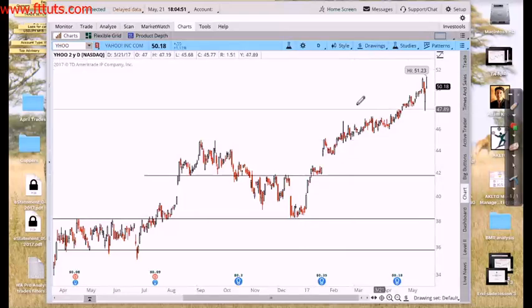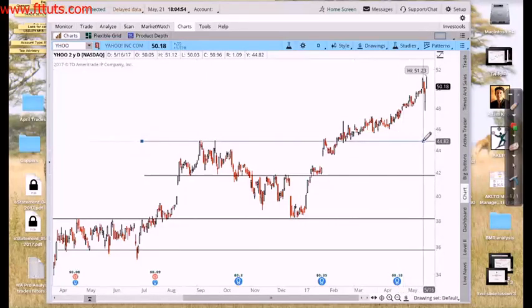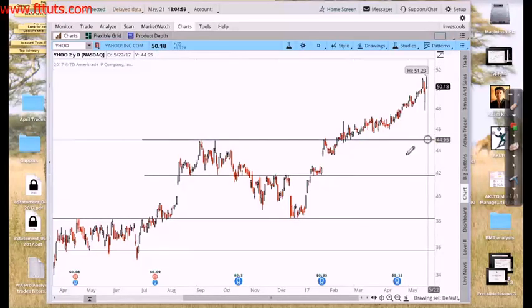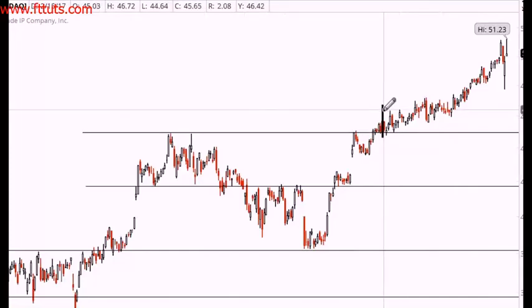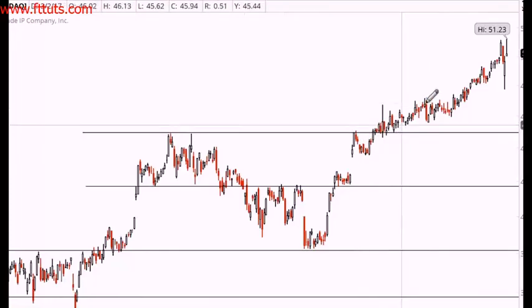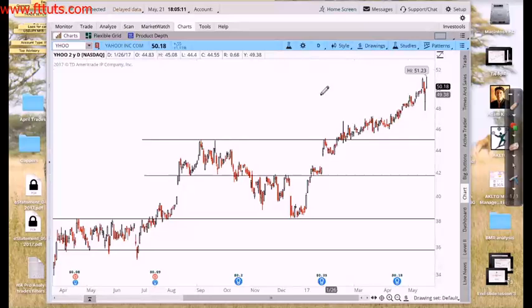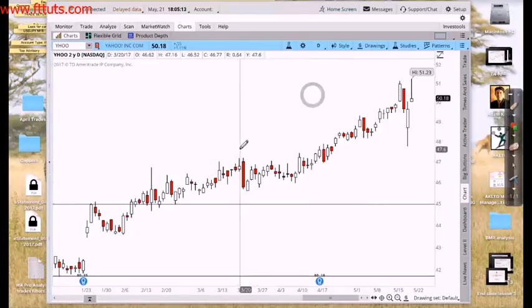In fact, you could draw another line over here. There you go. Very good example. Can you see that? So you've got a resistance, 1, 2, 3. 3 is significant, right? It breaks the resistance, boom, resistance becomes support, starts the new trend. There we are. So if you zoom in, right now it's on an uptrend.